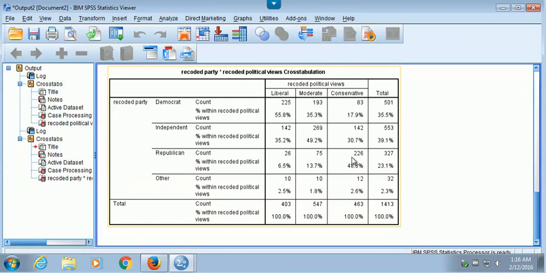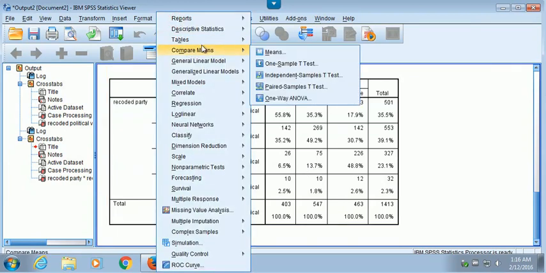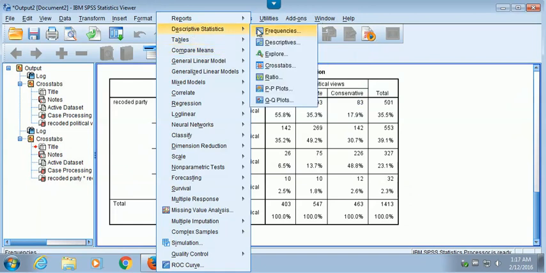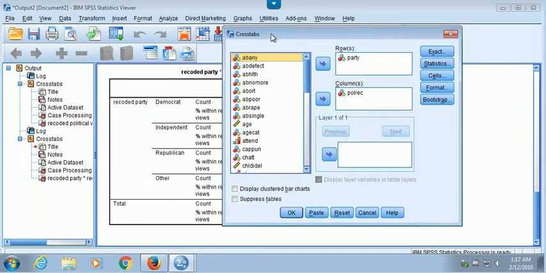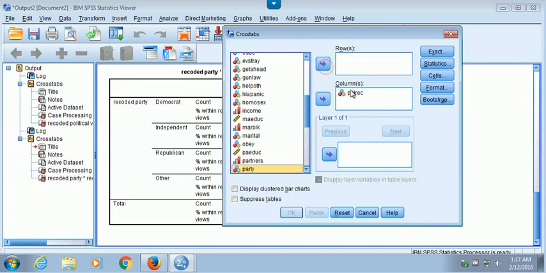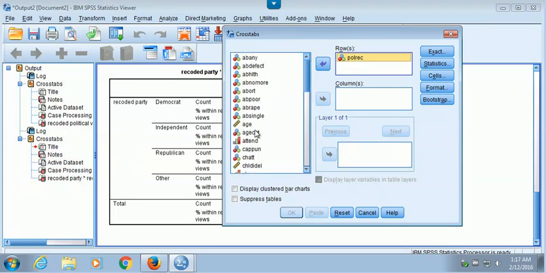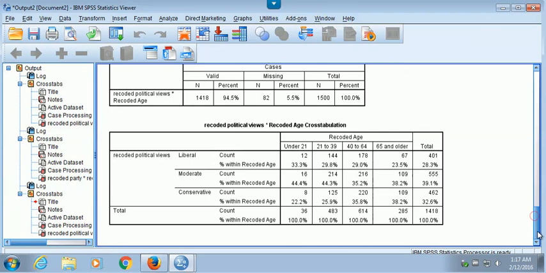Demonstration 11.3 is asking us to look at age and how that impacts political views. So again, come down to descriptives, your crosstabs. We're going to click out of these. Political rec is now going to be your dependent variable, and we're going to go up to age cat. And age cat is now going to be our independent variable. So we're looking to see if age predicts whether one is liberal, moderate, or conservative. So click OK. You'll come down here.